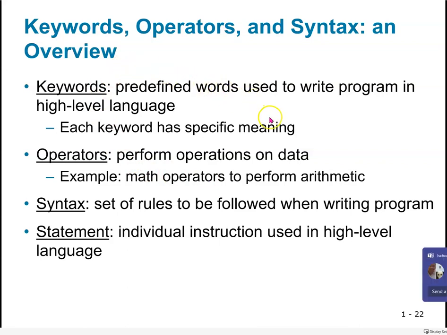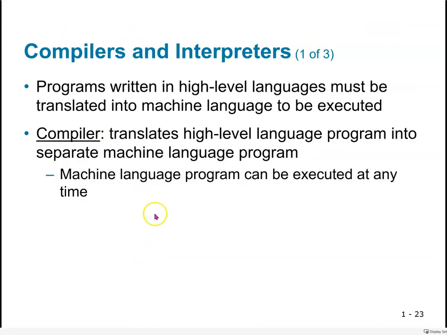Every language has keywords, operators, and syntax. Keywords are predefined words used to write programs in a high-level language. Each keyword has a specific meaning. Operators perform operations on data. For example, math operators perform simple arithmetic, x plus y. Syntax is a set of rules to be followed when writing a program. It's how to write a correct statement. A statement is an individual instruction used in a high-level language, like print your name here. Okay, that's the basics of how you make it.